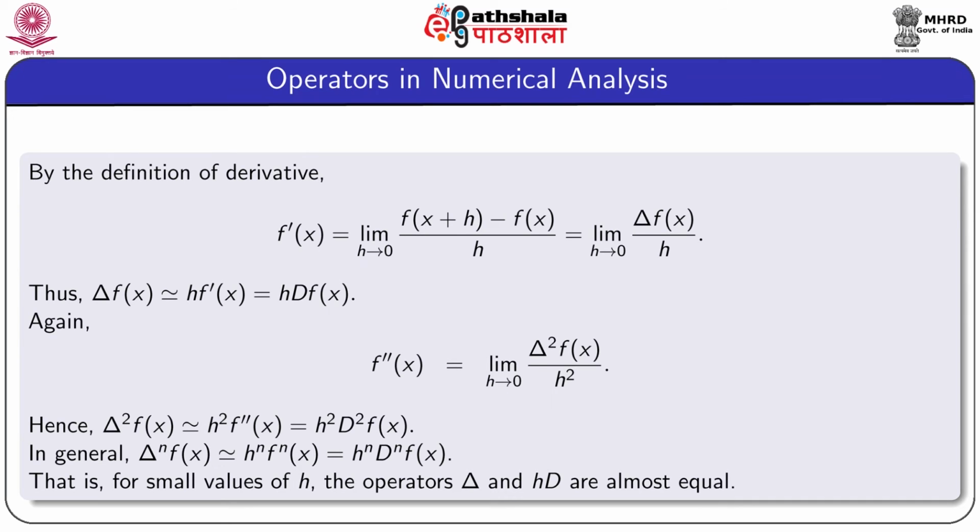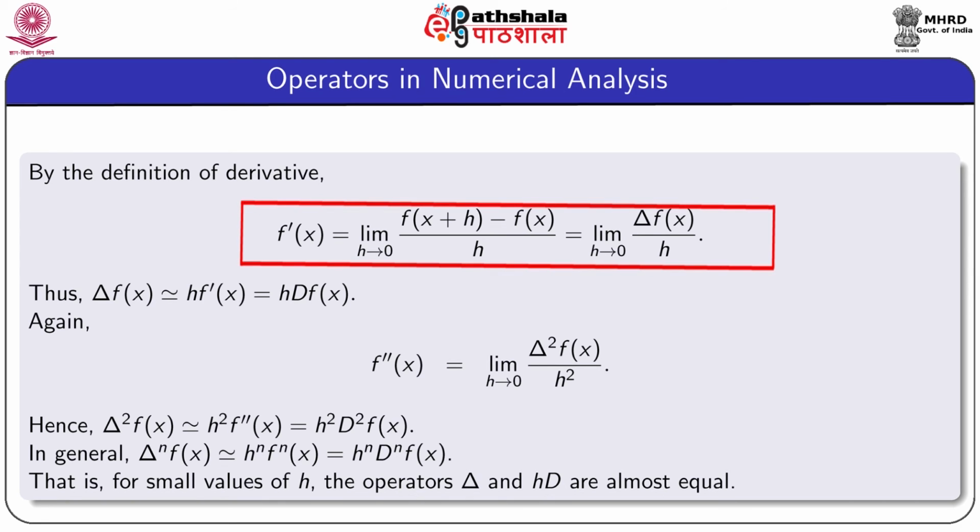In this slide we shall show that the forward difference operator is equivalent to the differential operator if the step length h is very small. To prove it, we shall consider the definition of derivative, that means f'(x) equals limit h tends to 0 of (f(x + h) - f(x)) divided by h. This is the fundamental definition of derivative, and this is equal to limit h tends to 0 where the numerator is equal to delta f(x) by h.